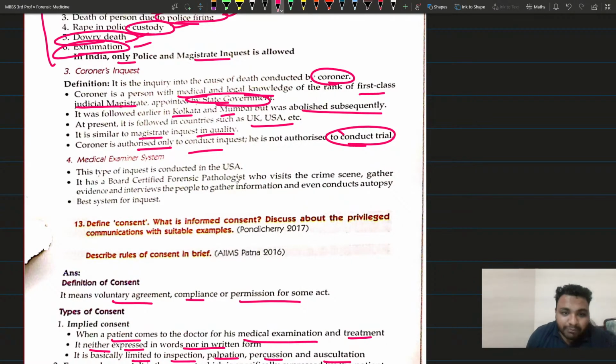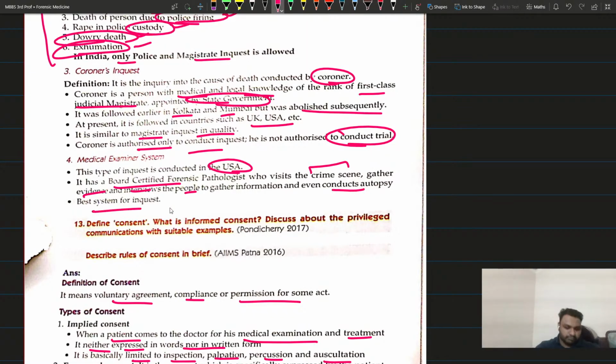Medical examiner system is conducted in the US only. It is a board certified forensic pathologist who visits the crime scene, gathers the evidence, and interviews the people to gather information and even conducts autopsy. Best system for the case.